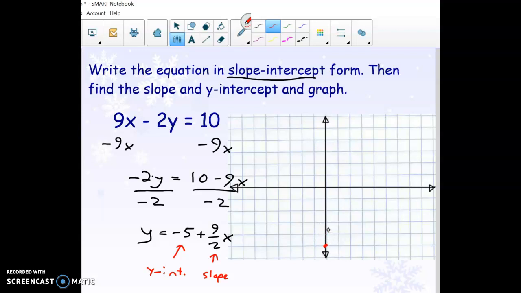So I would go up 9, 1, 2, 3, 4, 5, 6, 7, 8, 9, because it's positive, and then to the right 2. When I do my slope, I always go to the right. So in this case, because it's positive, I go up and right. And then I'll do my best here to connect these dots. Sorry, that's not a very straight line. But hopefully you get the idea that you connect those two dots, and then you've created a graph of our equation. It really is both of these equations, just this form is easier to graph.